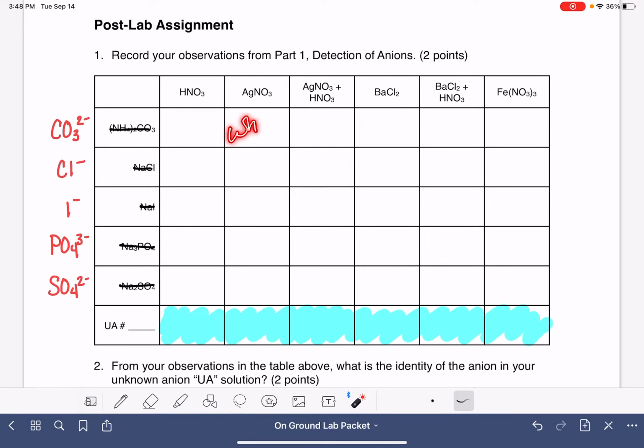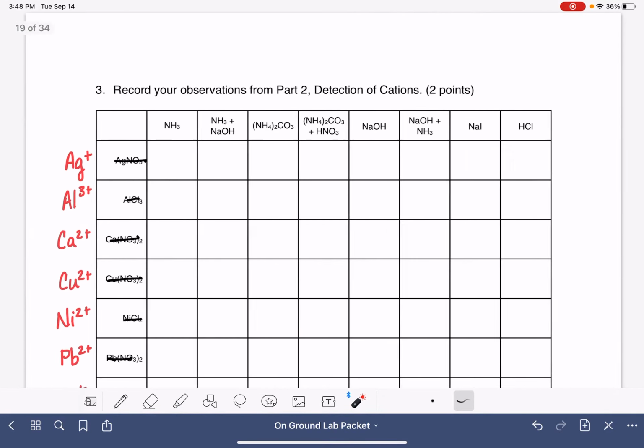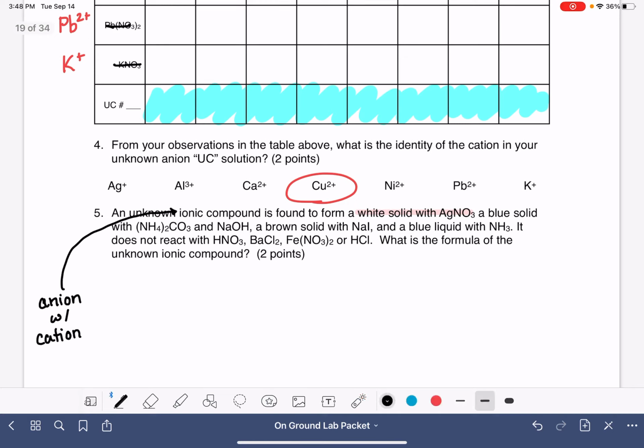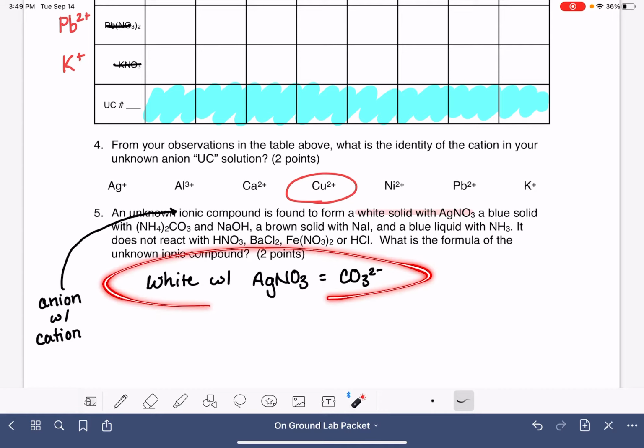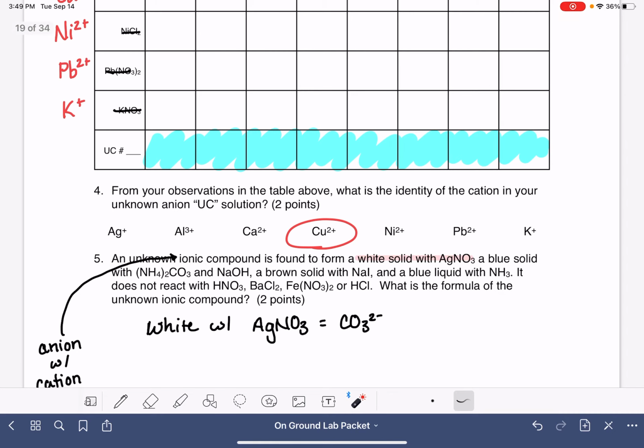But anywhere that you have something that is white, that is going to tell you that's what your anion is. So whatever you have in this column underneath AgNO3 that is white, I'm just going to say it's carbonate, that will be your unknown anion. I just picked carbonate. I don't think that carbonate is correct, but I'm going to make a note: white with AgNO3 is carbonate, CO3 2-. I'm just writing it down for the purposes of doing an example.